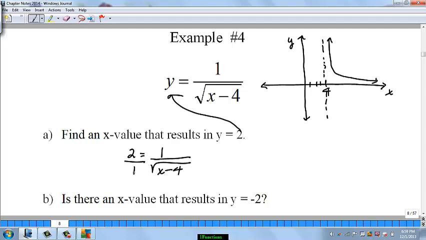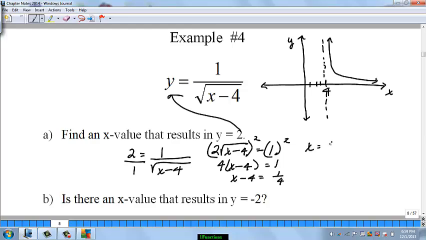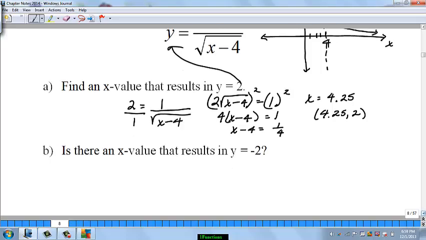And when I cross multiply, I always put that over 1. So I have 2 times radical x minus 4 is going to equal 1. And then I'm going to square both sides. You could divide by 2, but I don't want to have a fraction. So remember to square the 2. So I have 4 times x minus 4 equals 1. And then I have x minus 4 equals 1/4. So x is going to equal 4 1/4, or 4.25. So basically what you just found was that 4.25 is when my y value is 2. So the point 4.25, 2 should be on the graph. And you can graph it and look at your table and it would be there.